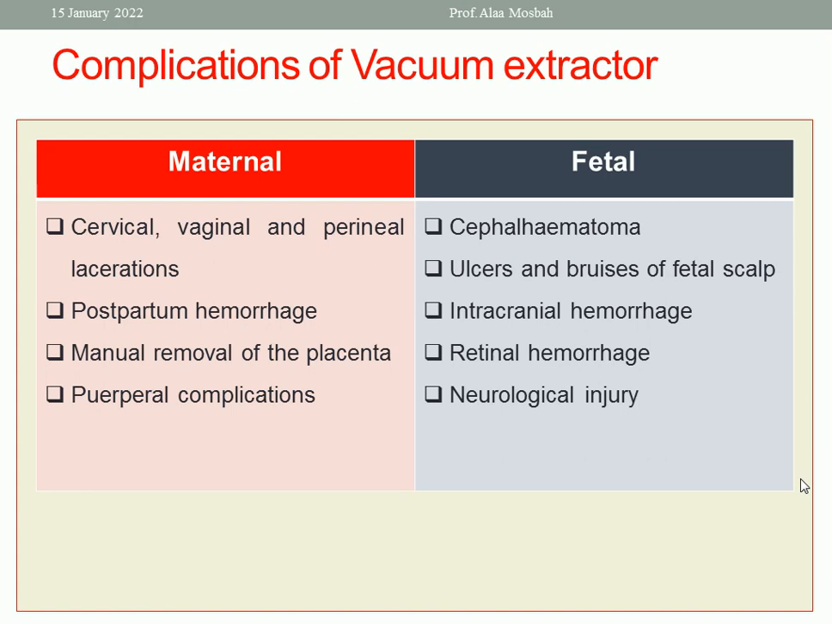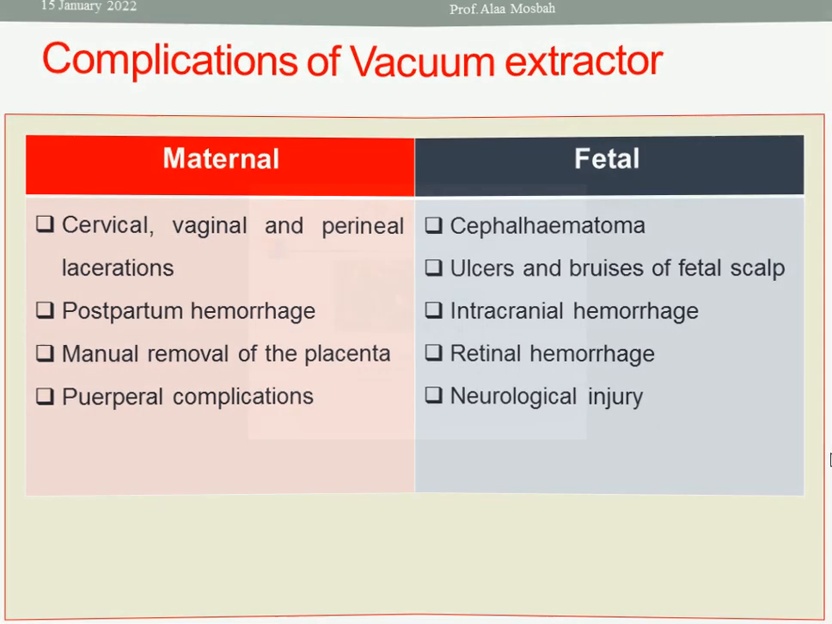What are the fetal complications of vacuum extractor? Cephalhematoma, ulcers and bruises of the fetal skull, intracranial hemorrhage, neurological injury, or retinal hemorrhage.